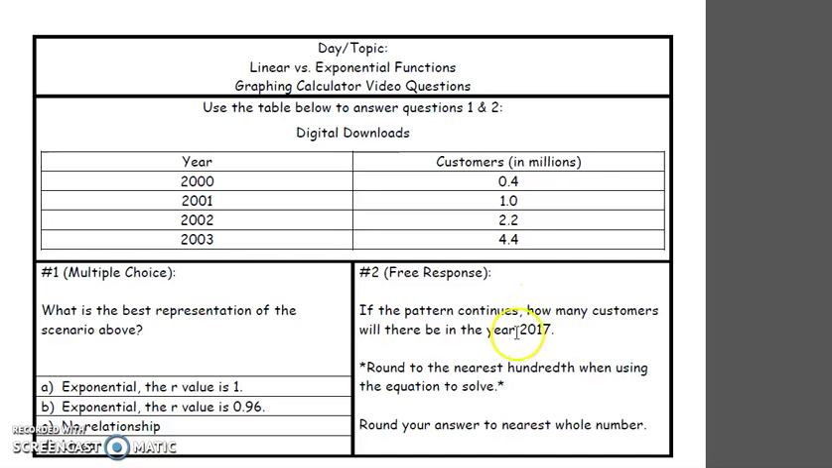Keep in mind, 2017 is 17 years since 2000, so your x in this case is going to be 17. When you're using your equation, make sure to round to the nearest hundredth. When you round, your final answer needs to be rounded to the nearest whole number.